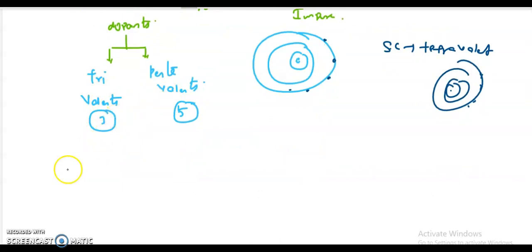Now we will see the examples for both these two. Coming to the trivalents, indium, gallium, boron are the examples, and coming to the pentavalents, arsenic, antimony, phosphorus are the examples. Out of these trivalents, boron is the most used one, and coming to the pentavalents, antimony or sometimes phosphorus is the most commonly used dopant.